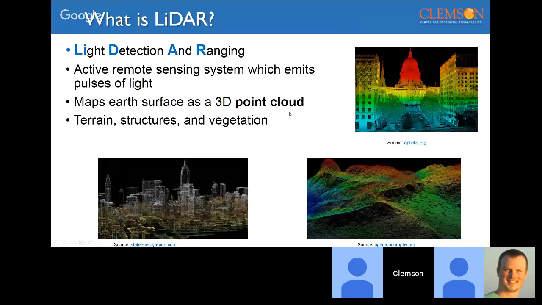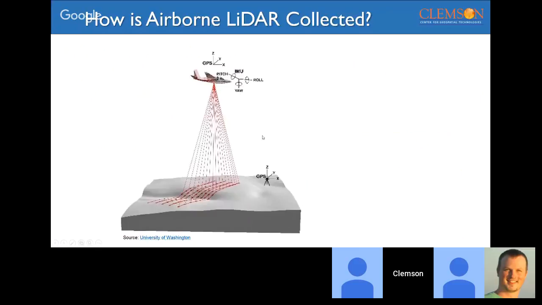So LiDAR is light detection and ranging. It's this tool that emits laser pulses to measure the Earth. The data we're going to work with today are airborne LiDAR data, so they were collected from a plane flying over some area. Airborne LiDAR is collected by mounting this laser scanning device, this instrument, to the bottom of a plane.